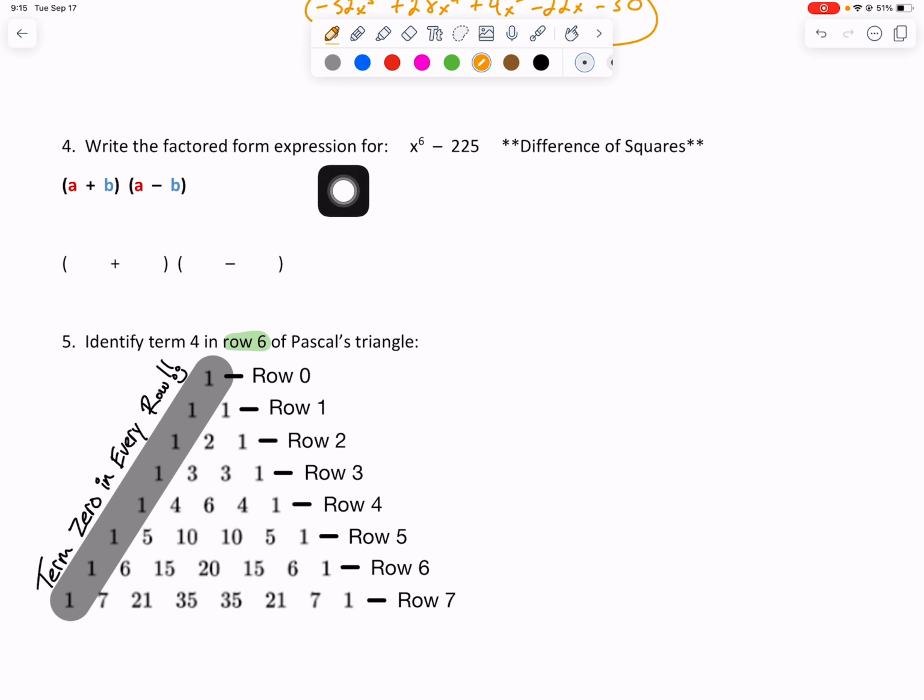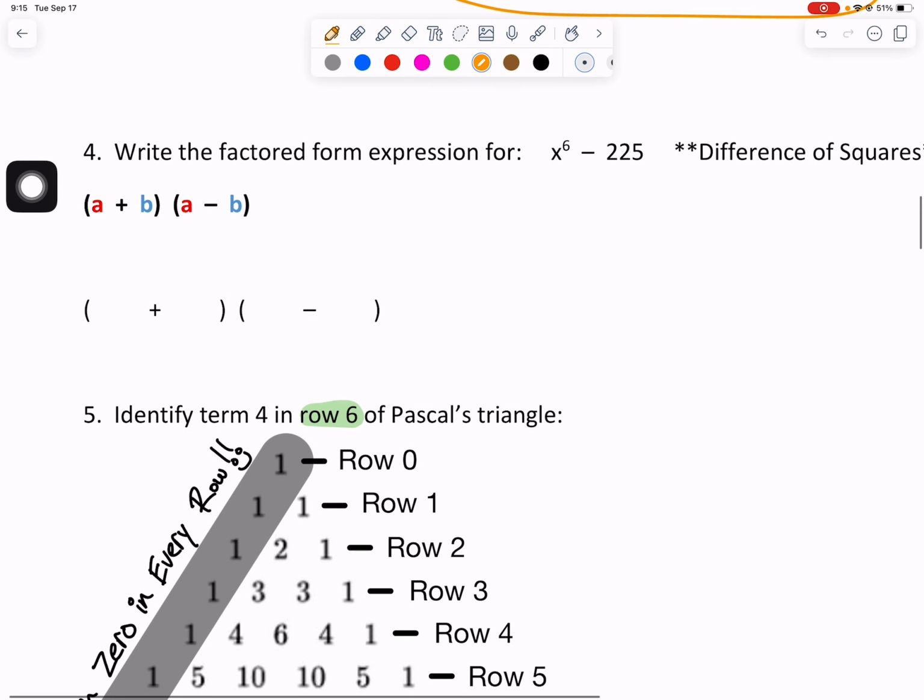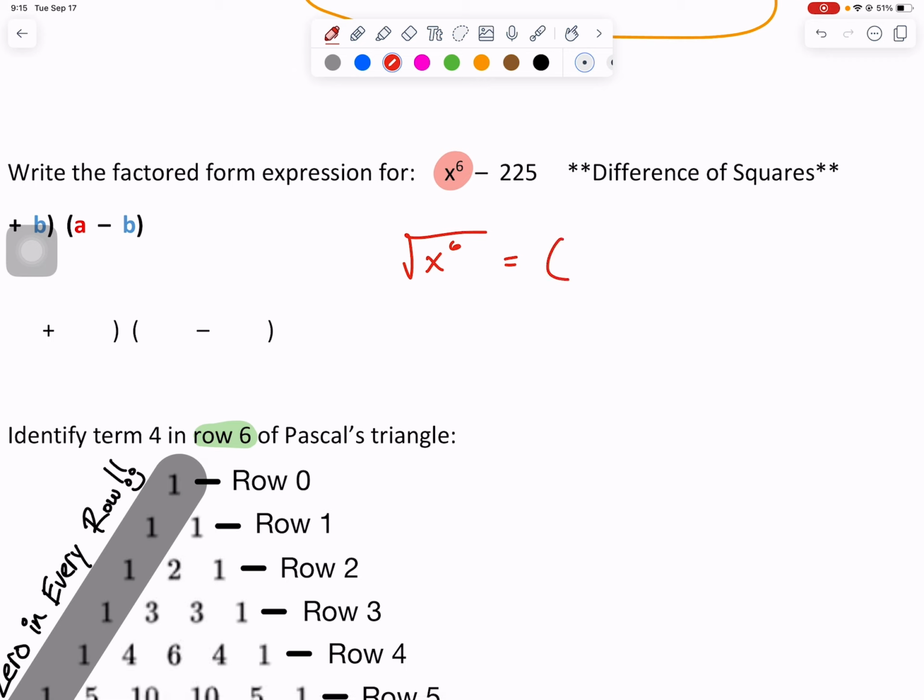Write the factored form expression for x to the 6 minus 225. We will be working with a difference of squares using a plus b, a minus b for our quantities. What we need to do is find our a value and our b value. Our a value is going to stem from that x to the 6th. If we take the square root of x to the 6th, that's going to be x to the 3rd squared. So our a value is simply going to be x cubed.